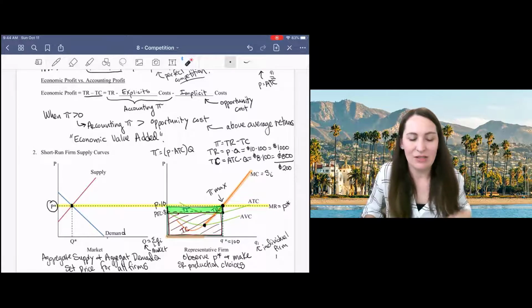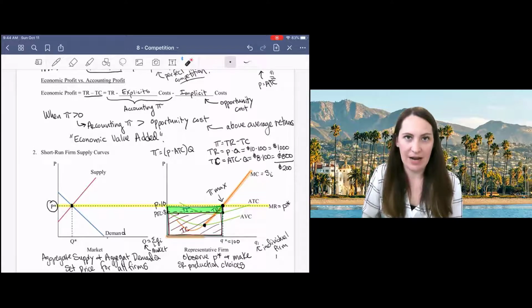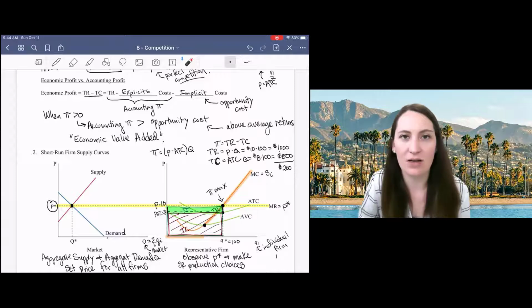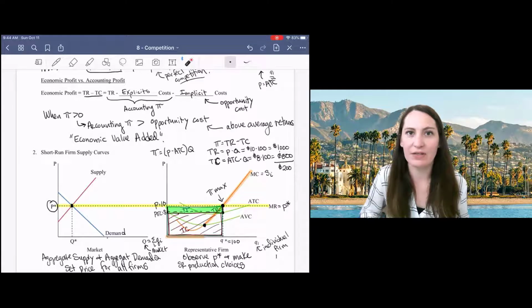Okay, good. So now what we're going to do is go through each of these graphs, the individual firm graph and the market graph, and think about how firms make production choices in the short run and the long run, and where all of these numbers come from.